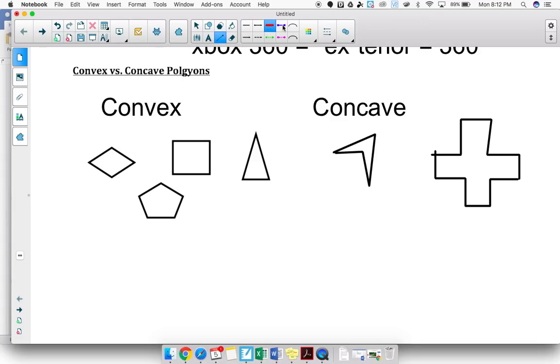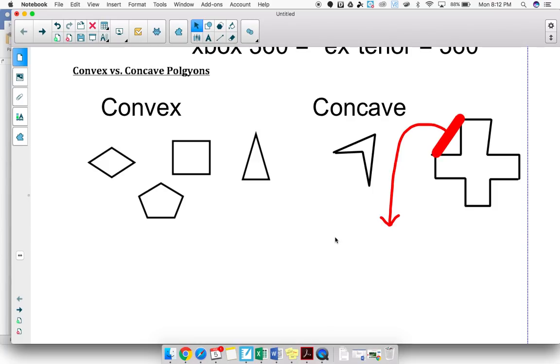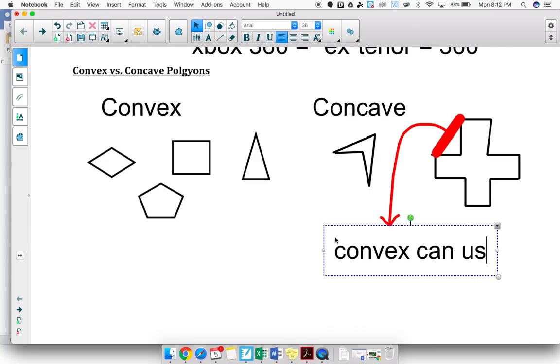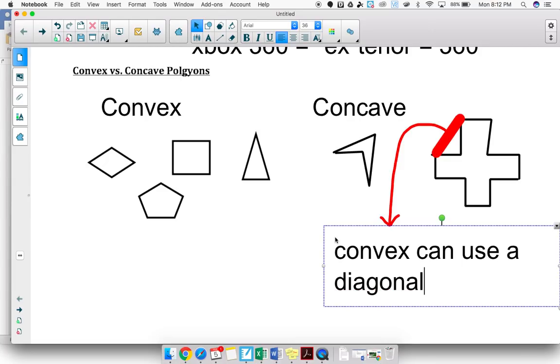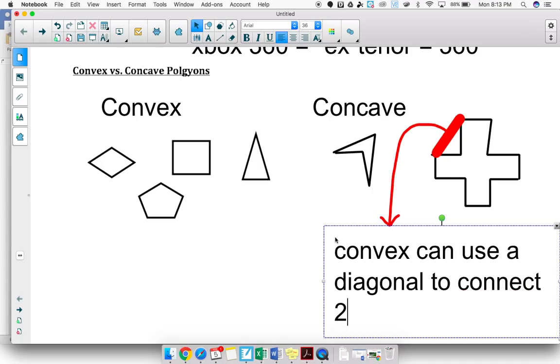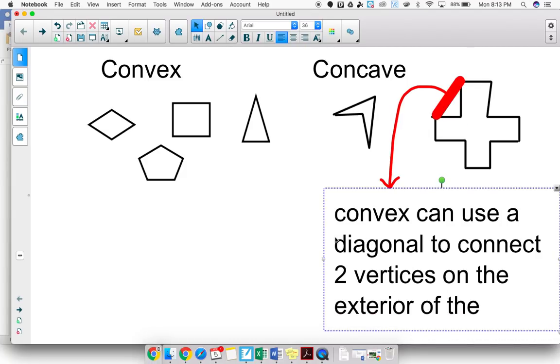And you'll notice concave shapes, if you start at any vertex, so let's just say I pick this vertex and this vertex, concave is always going to have it so that you can draw a line on the exterior of the shape. So I'm just going to say a little note here. Concave can use that line I just drew, which is called a diagonal. Can use a diagonal to connect two vertices on the exterior of the polygon.